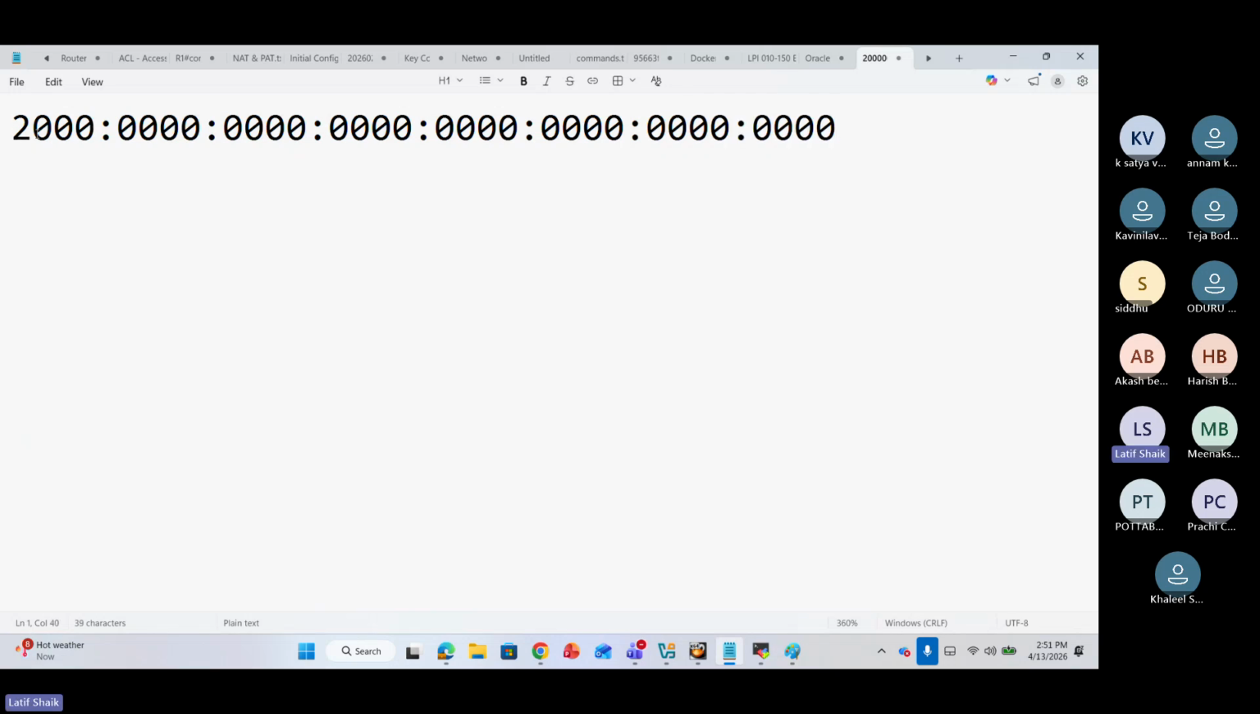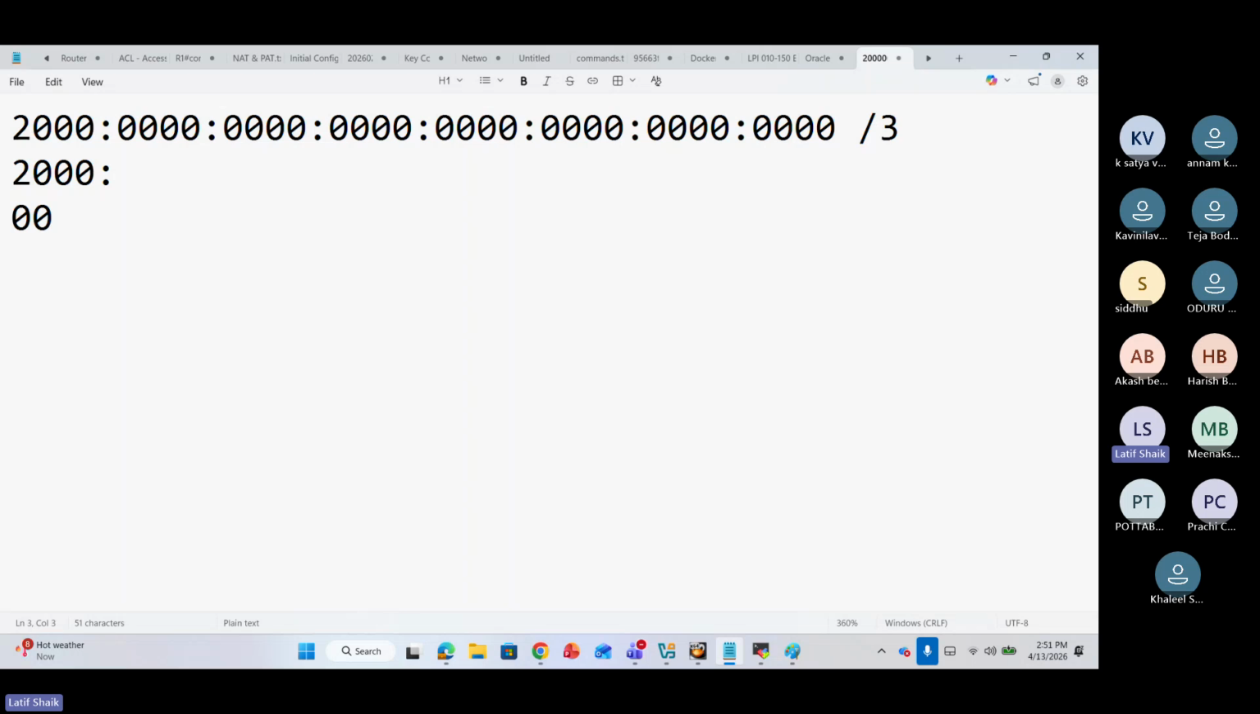So you have to count eight or not. 1, 2, 3, 4, 5, 6, 7, 8. Right? This is the starting /3. What is this /3? It means the first 3 bits in binary are constant for the entire range, and the remaining will be changeable. If you take 2000, only this part, and convert it into binary.